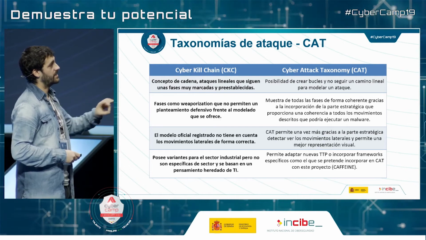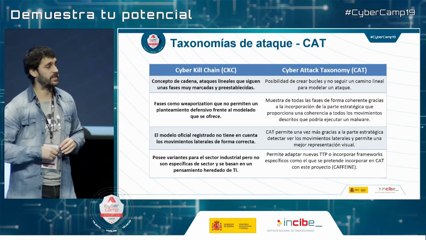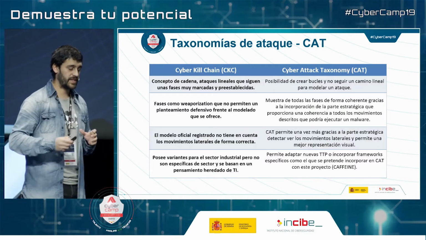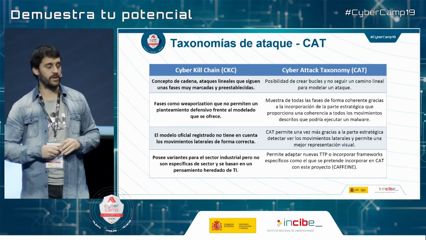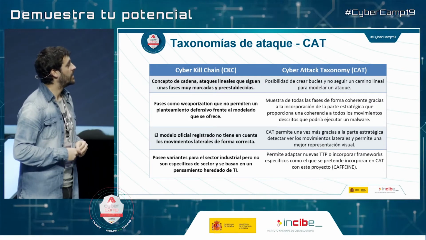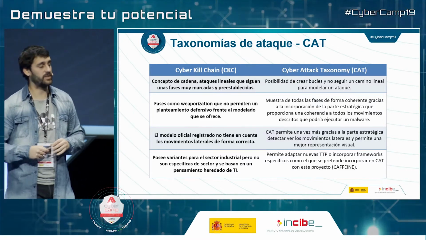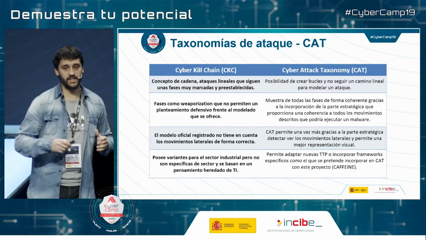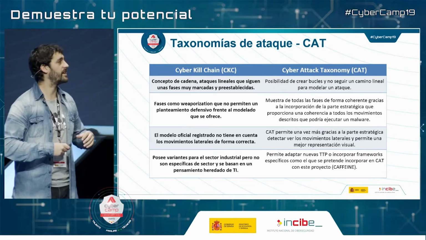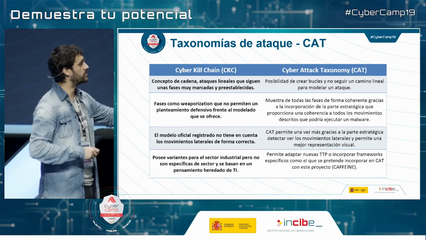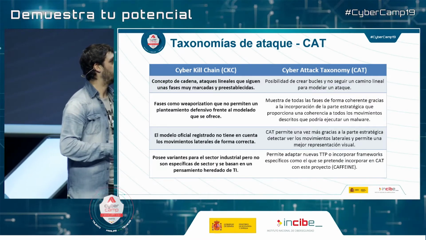This slide wants to explain to you why I chose CAT taxonomy. This taxonomy enables you to create loops. It is not a linear pathway. In the cyber kill chain, you may think it is not as linear as it is thought to be, but that's why I prefer to use CAT. Then it shows all the stages in a coherent way. This is the strategy part, the main difference between CAT and CKC, because CKC has no strategy and CAT does have it. So I can know in which stage I am. I can use the Mitre matrix based on this taxonomy.